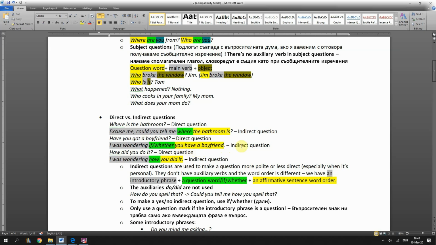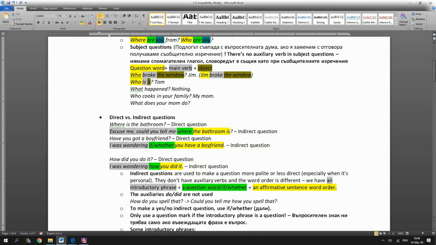Това е важно. Ако въпросът ми беше българин ли си, I was wondering if you are Bulgarian. Чудех се дали си българин. Както виждате, ето това всъщност не е въпрос. Не е Are you Bulgarian?